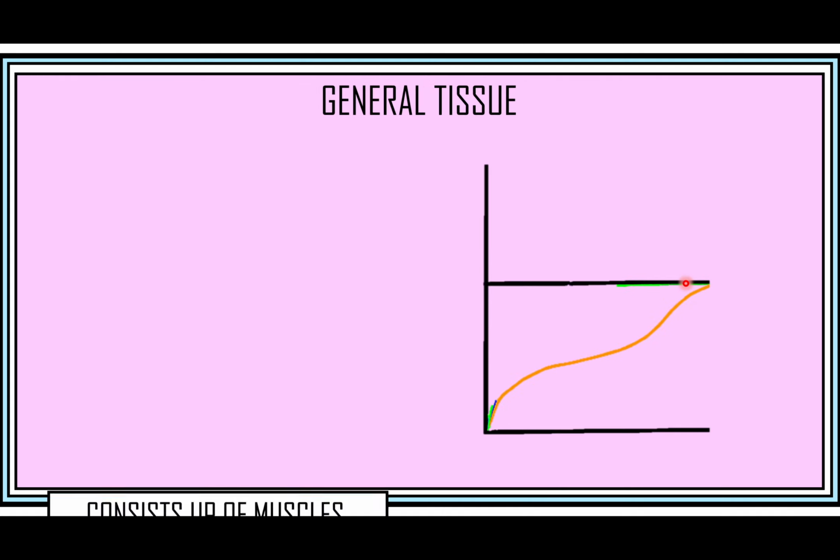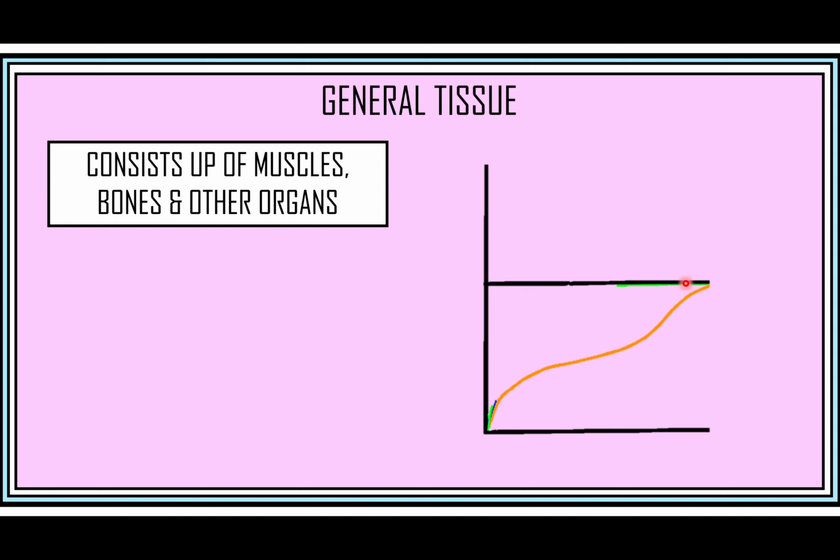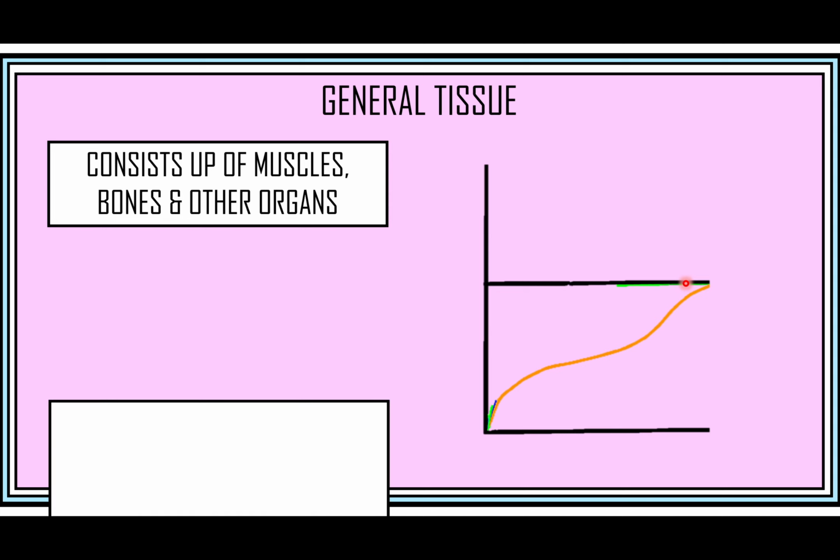This is the Scammon growth curve for general tissue. General tissue consists basically of muscles, bones, and other organs of the human body. It is also called visceral tissue.